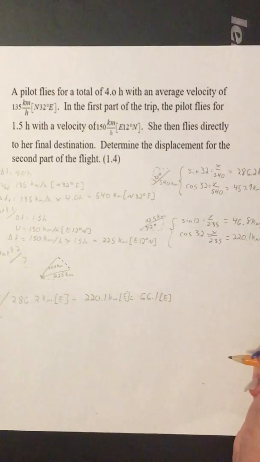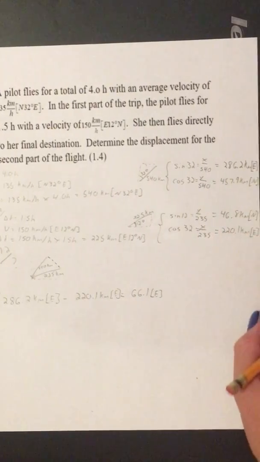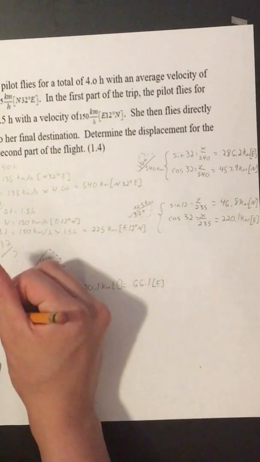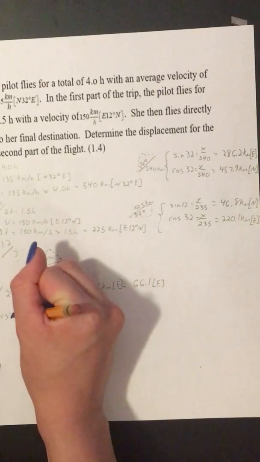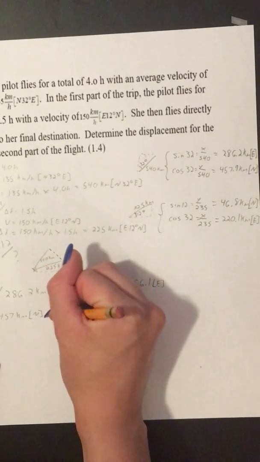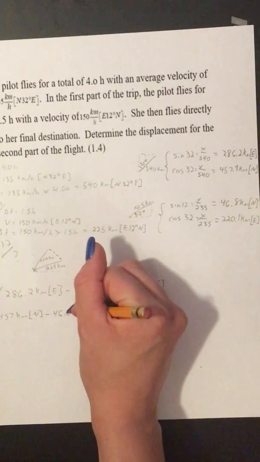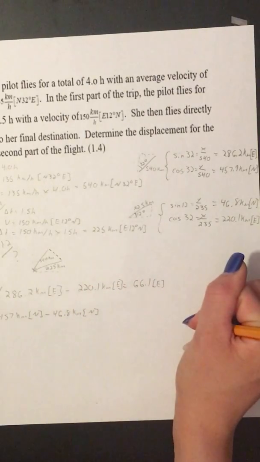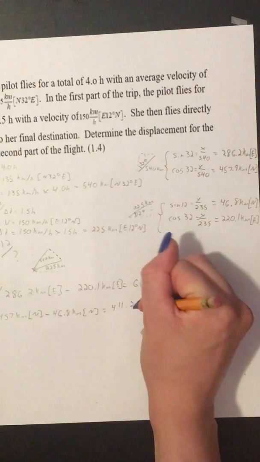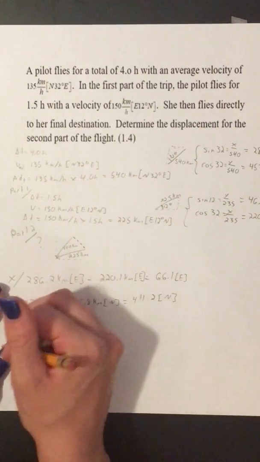Now we can do y. So again, we have to take the variable from the total and minus out the first part. So we will do that again. We have 457 kilometers going north, and then we can minus the 46.8 kilometers north, and this gives us a total of 411.2 north.